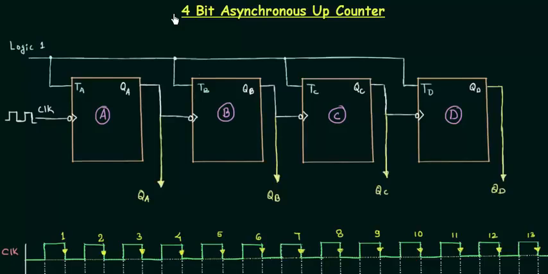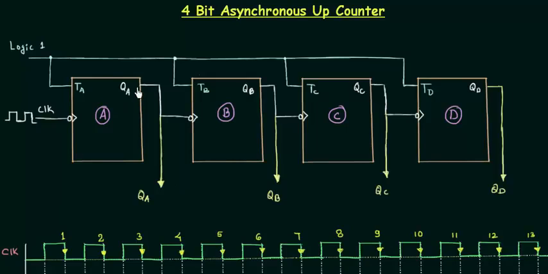In the last presentation, we completed the 3-bit asynchronous up counter. Now I want a 4-bit asynchronous up counter. So let's see what changes we have to make to get a 4-bit asynchronous up counter. Again, the flip-flops are asynchronous. The clock is not given simultaneously to all these 4 flip-flops.